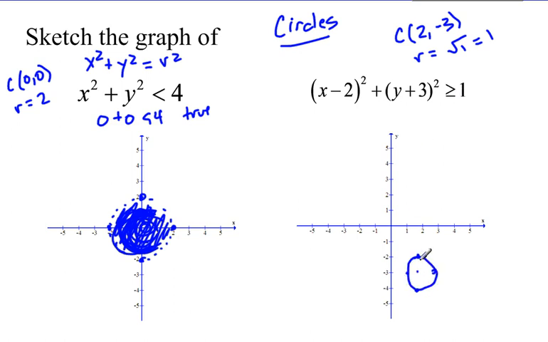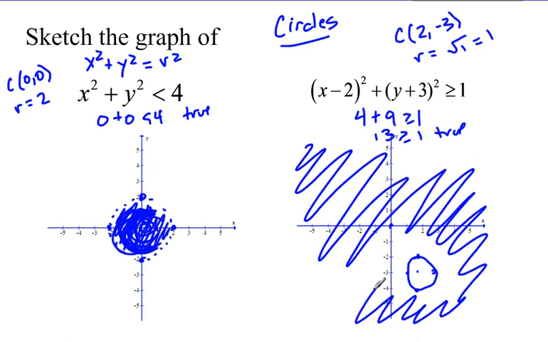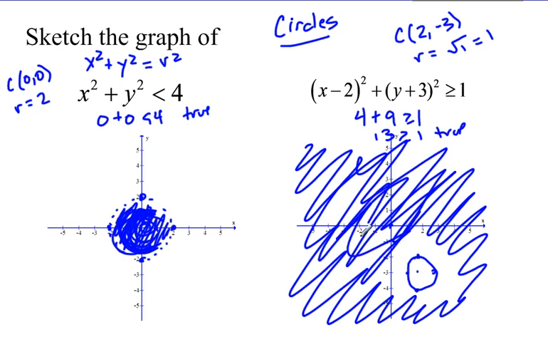So there's my circle, and it's greater than 1. Now I think because it's greater than, it's going to be on the outside, but let's just show you how that 0, 0 can still work out. 0 minus 2 is negative 2 squared is 4. 0 plus 3, which is 3, and 3 squared is 9. 4 plus 9 is 13, greater than or equal to 1. Is 13 greater than or equal to 1? Yeah, that's a true statement, which means 0, 0 out here is in the shaded region, which means we're going to shade everything but that circle. So everything outside of the circle is shaded.